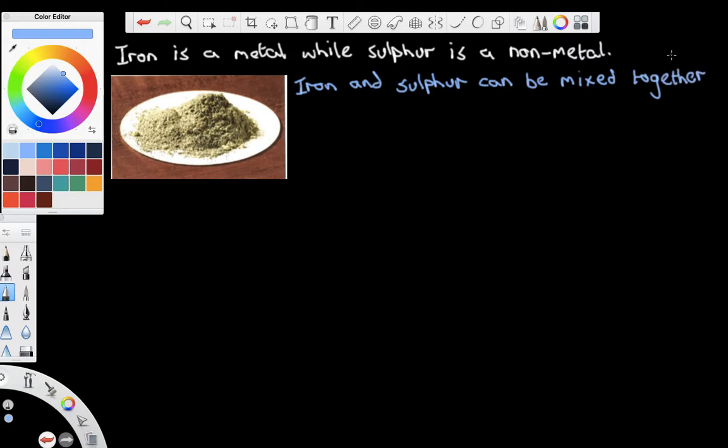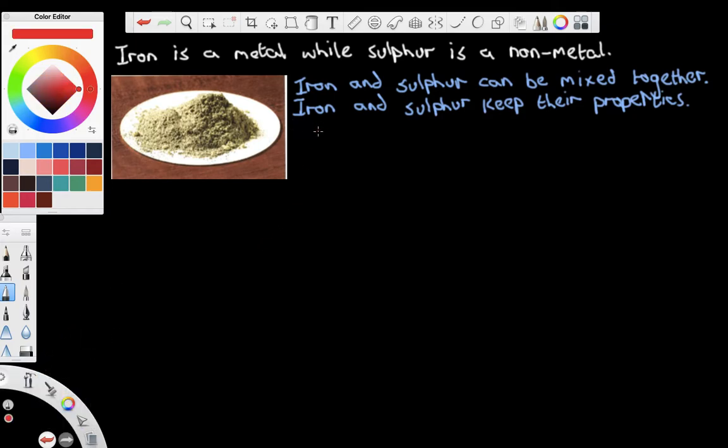Now, by mixing them together, iron and sulfur will keep their properties. Now, the reason they keep their properties is because they haven't been rearranged yet. Iron is still iron and sulfur is still sulfur. They're just mixed up a little bit.